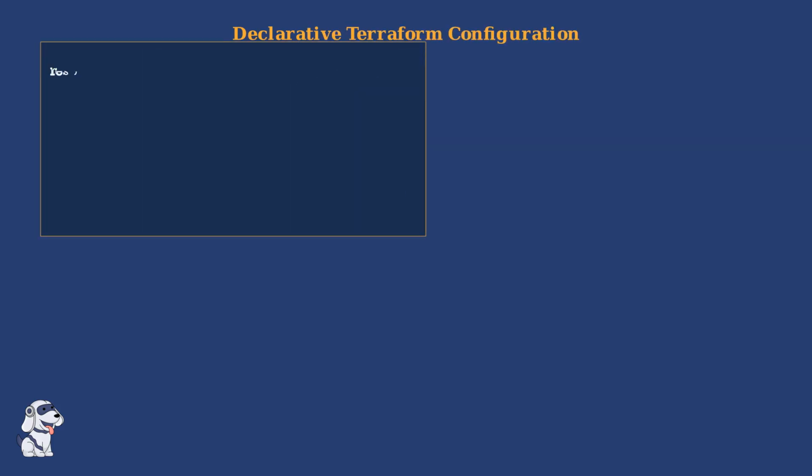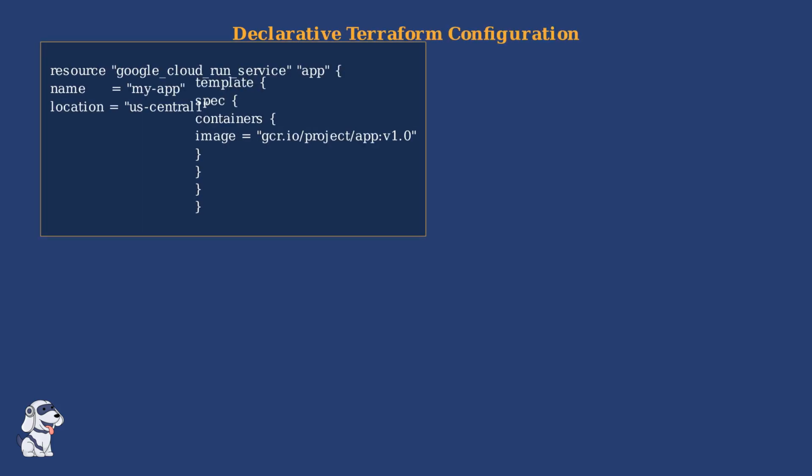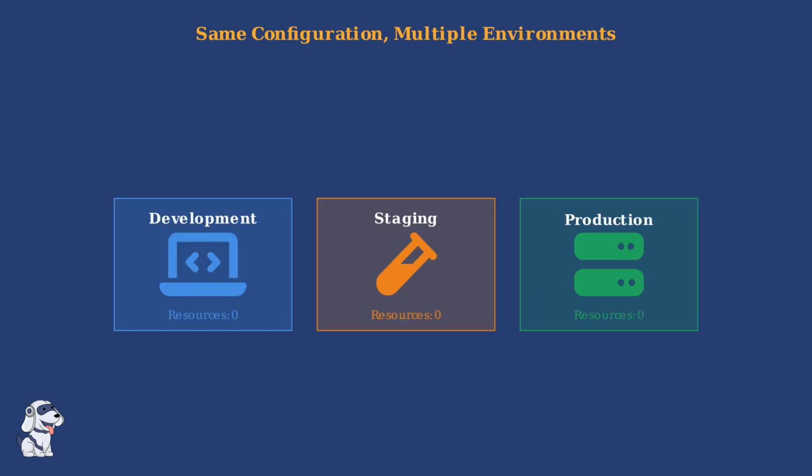Terraform uses declarative configuration files that describe the desired state of your infrastructure. This same configuration file can be applied to any environment to create identical resources. The same Terraform configuration can be applied to development, staging, and production environments. Each environment will receive identical infrastructure resources, ensuring consistency across your deployment pipeline.